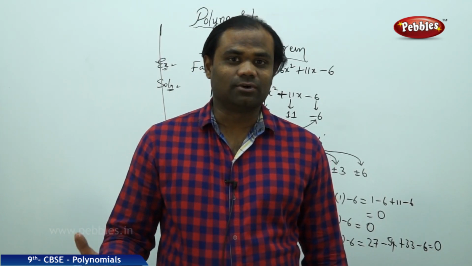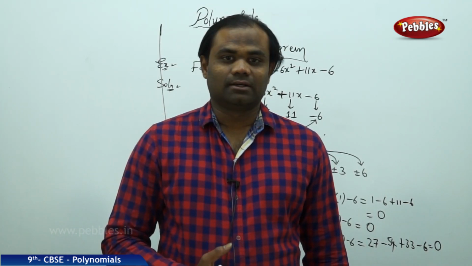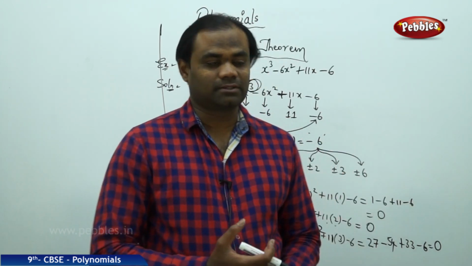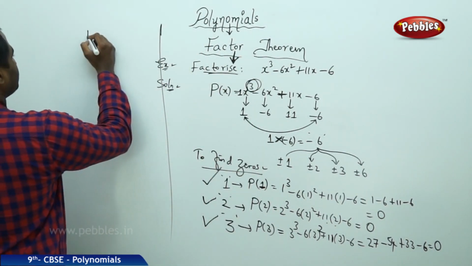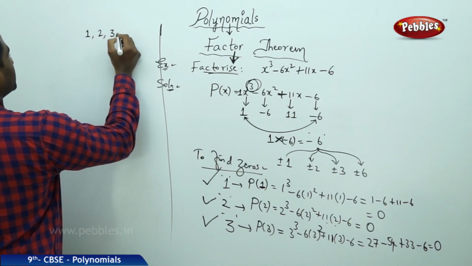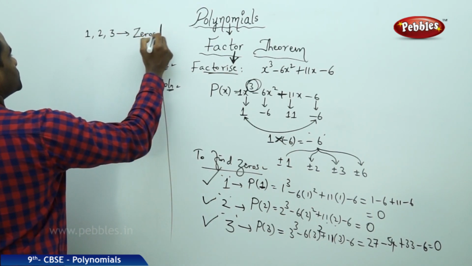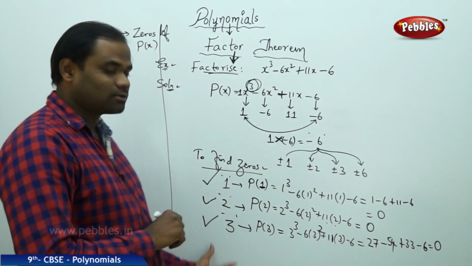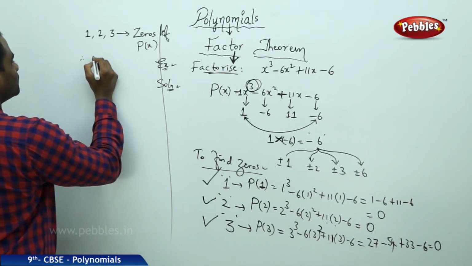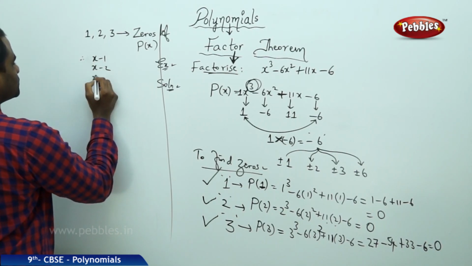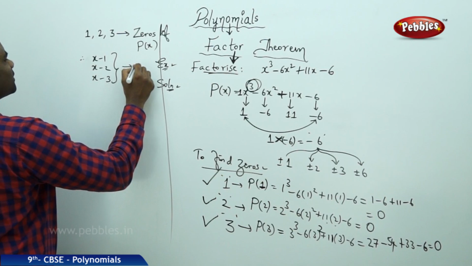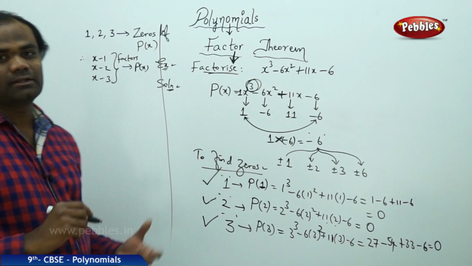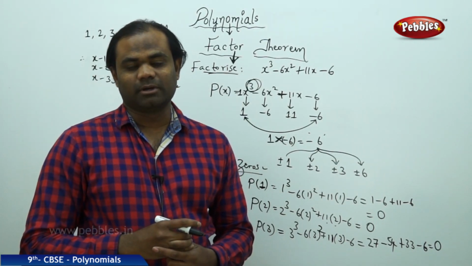p of a is 0, then directly we have x minus a is a factor of the given polynomial p of x. 1, 2, 3 are now the zeros of p of x. Therefore, x minus 1, x minus 2, x minus 3 are the factors of p of x. These 3 are the factors for p of x by using the remainder theorem.